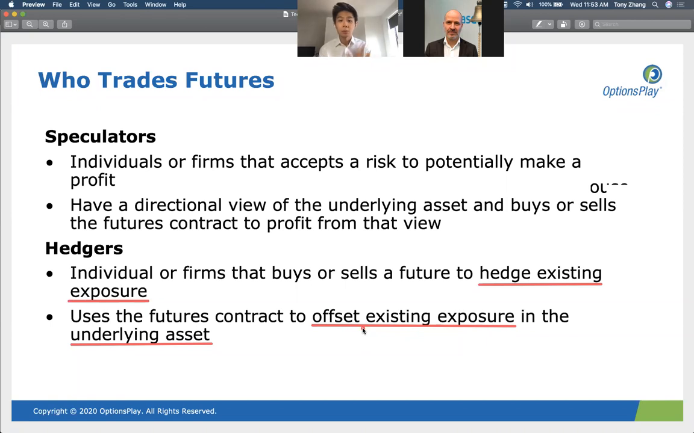Does that make sense, everyone? Please type 5 into the chat window if speculators and hedgers as the 2 primary participants in this market make sense to you. Okay, perfect.